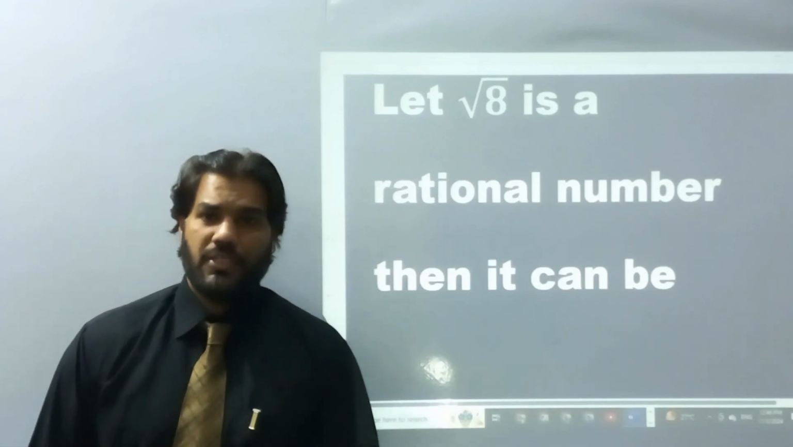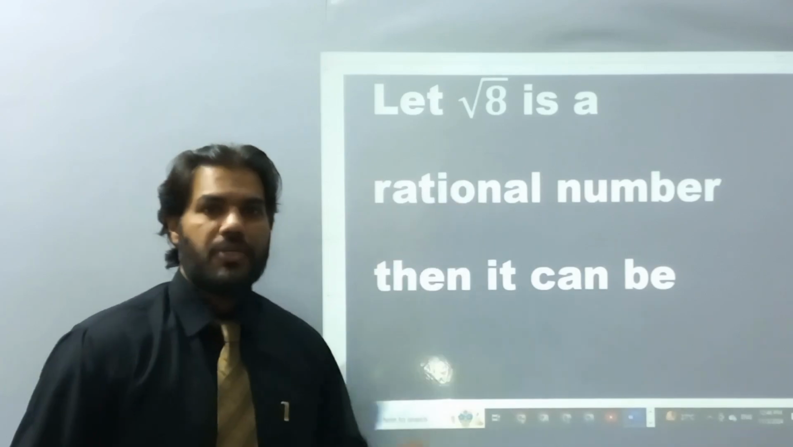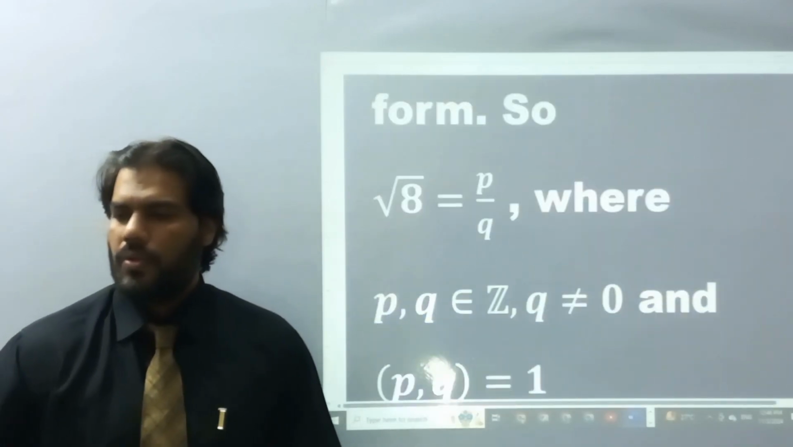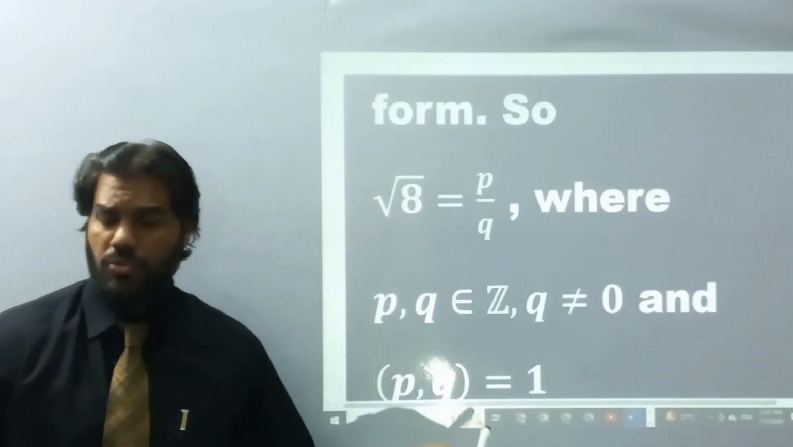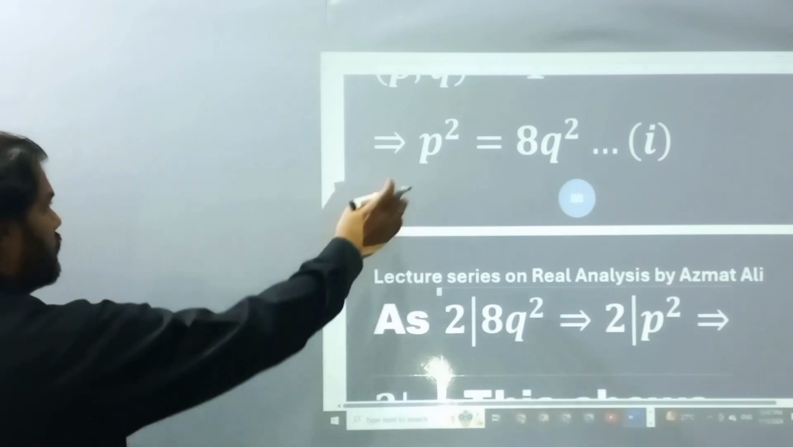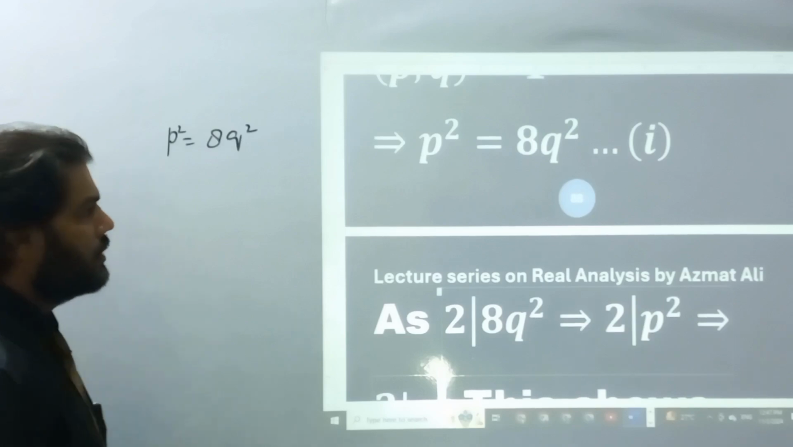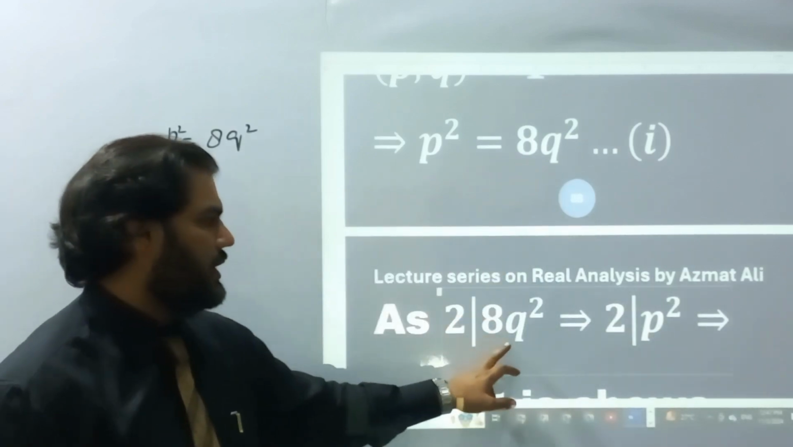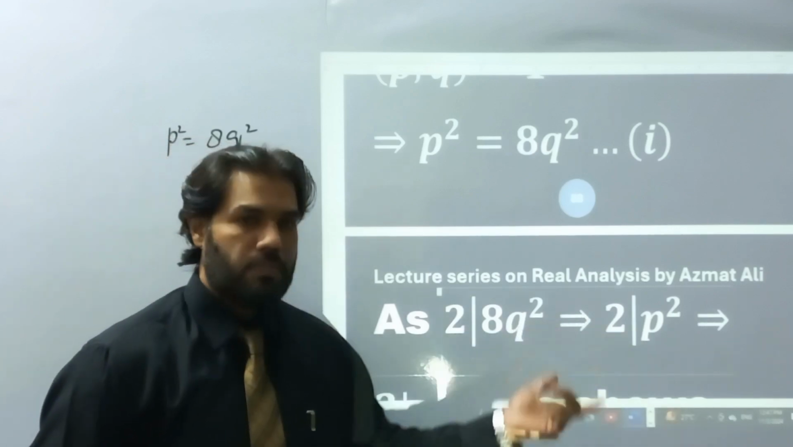So let square root 8 be a rational number on the contrary. So square root 8 can be written in P over Q form, square root 8 is equal to P over Q, where P, Q are integers, Q is non-zero, GCD of P and Q is equal to 1. By squaring on both sides we have the equation P square is equal to 8Q square. As the right side is divisible by 2, 2 divides 8Q square. This implies that 2 will divide P square.